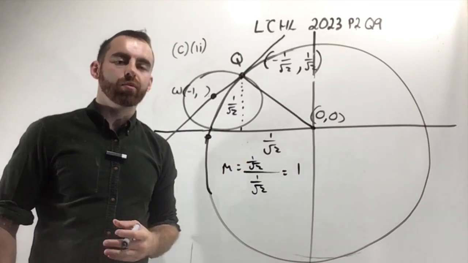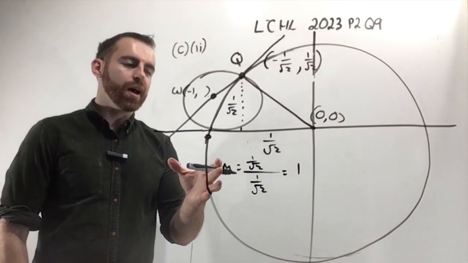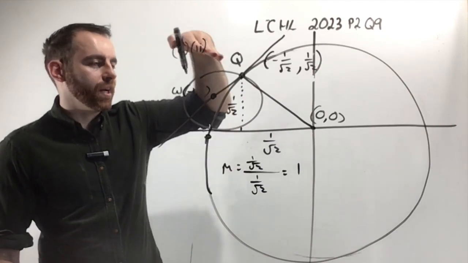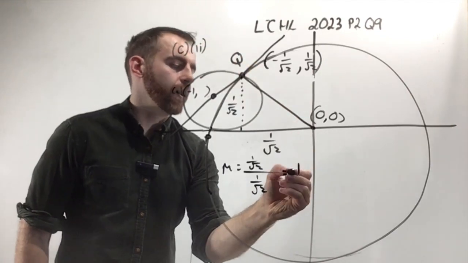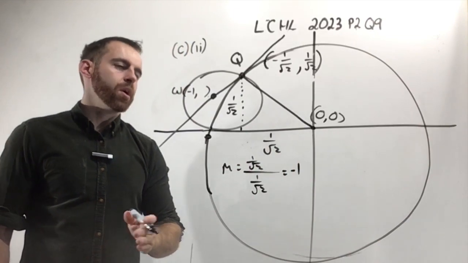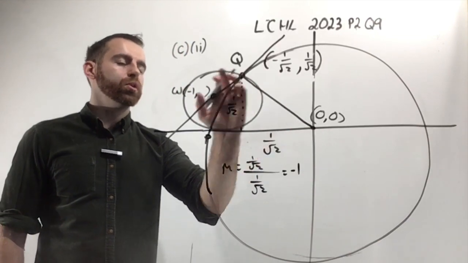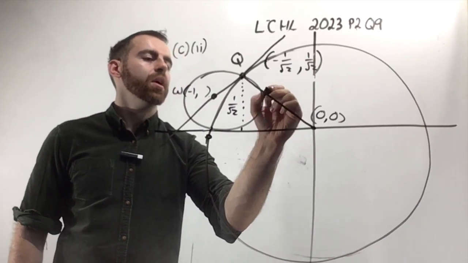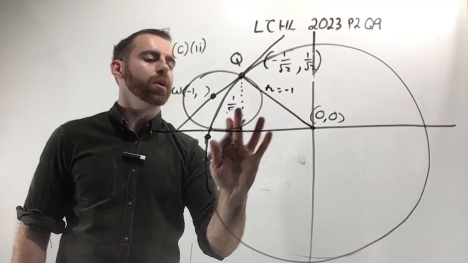It's 1 over root 2 divided by 1 over root 2. Now, if you're following that method, if you always think of it as a rise and a run, remember, obviously, that line is decreasing. So in fact, the slope is -1. So the slope from O to Q is -1. That's a useful piece of information. The slope from O to Q is -1.